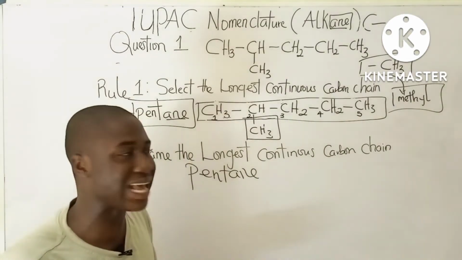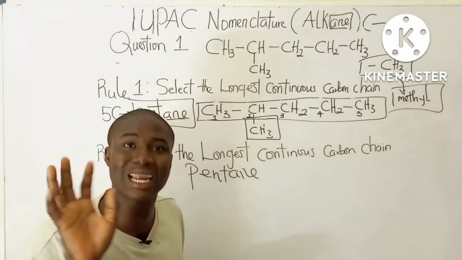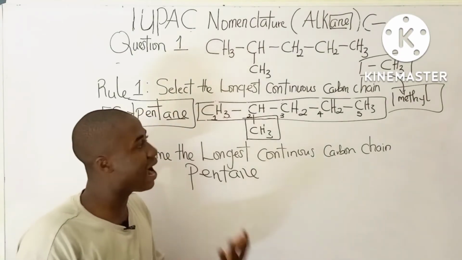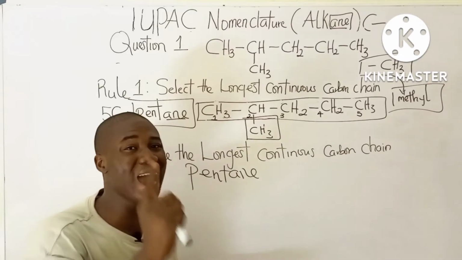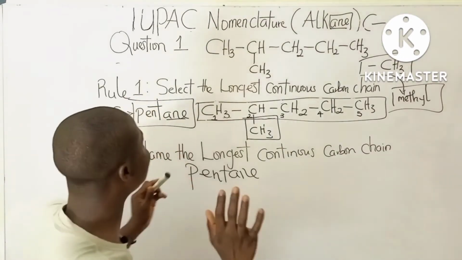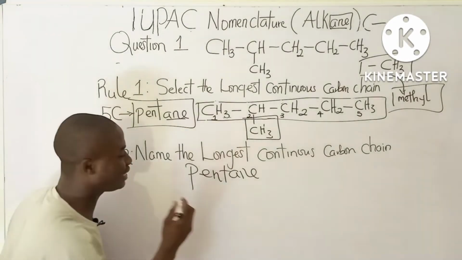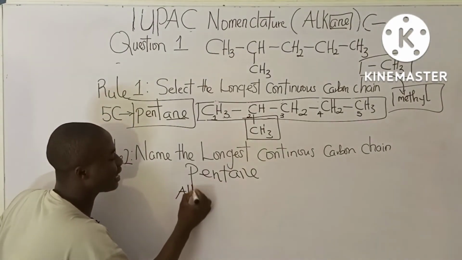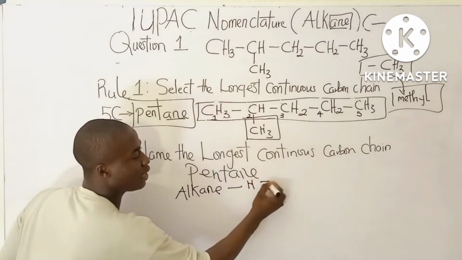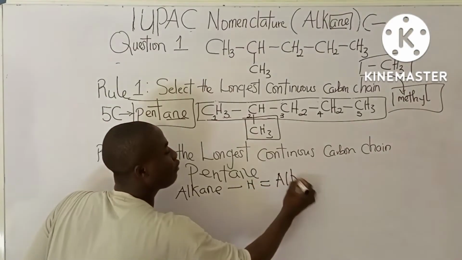And what is a methyl? A methyl is simply an alkyl group. And how is an alkyl group formed? An alkyl group is formed when one hydrogen is removed from an alkane. Now, this is what I mean by explanation. Let's say this is an alkane. So, for instance, we remove one hydrogen from an alkane, we get an alkyl group.